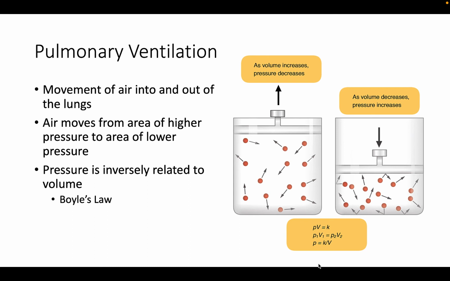So pulmonary ventilation is referring to the movement of air into and out of the lungs. Air is always going to be moving from an area of higher pressure to an area of lower pressure, moving down its gradient from high pressure to low pressure. So pressure is inversely related to volume. This is called Boyle's law. When we change the volume, we change the pressure of the air inside, and this causes airflow.